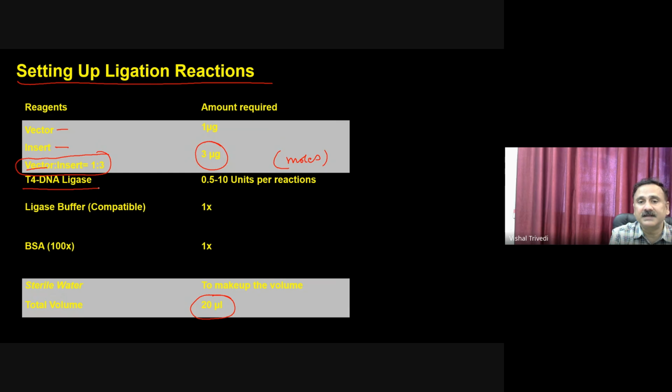Then you have to take the enzyme, 0.5 to 10 units. You have to take the ligase buffer, which actually contains the ATP as the cofactor, right? And then you also require the BSA, and you require the sterile water and ligase, right?